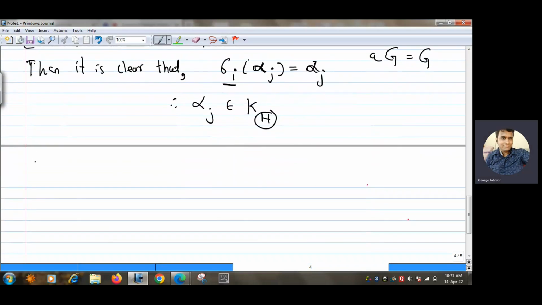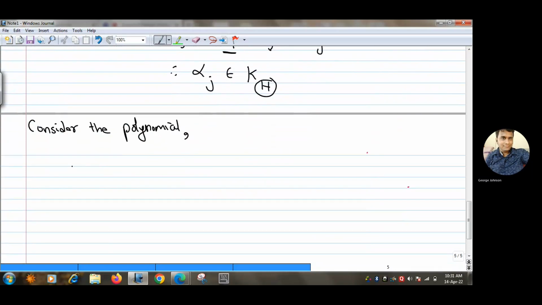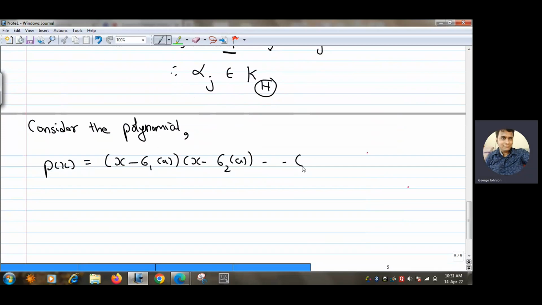So if I consider this polynomial, just consider the polynomial. Which polynomial? P(x) equals x minus sigma 1 a, x minus sigma 2 a, and so on, x minus sigma h a. So we are considering a polynomial whose roots are sigma 1 a, sigma 2 a, and so on up to sigma h a.